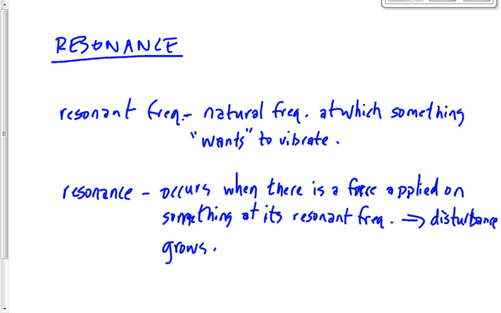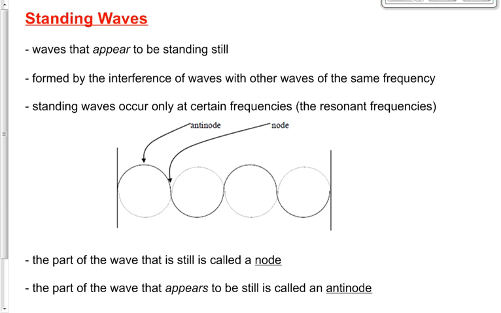So resonant frequency is the natural frequency at which something wants to vibrate. Resonance is this phenomenon that occurs whereby the disturbance grows because you apply a force at the resonant frequency. That make sense? Now the demonstration that we just did here with standing waves is related to this phenomenon of resonance.